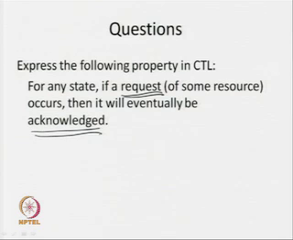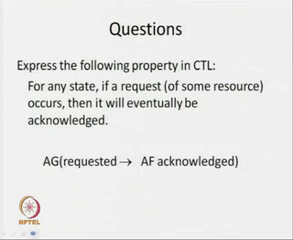When the resource is granted to the process, we can say that it has been acknowledged. Again, acknowledge is a signal, its value is either 0 or 1. So, this is also an atomic proposition of my model. So, we get two atomic propositions, request and acknowledge. Now, with the help of these two signals, we will define this particular property in CTL.